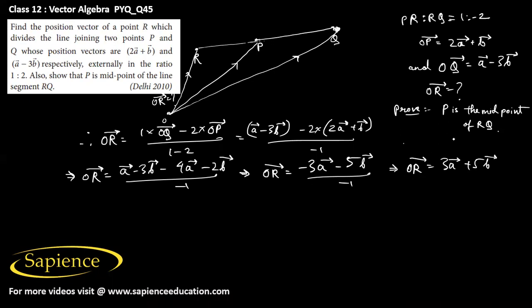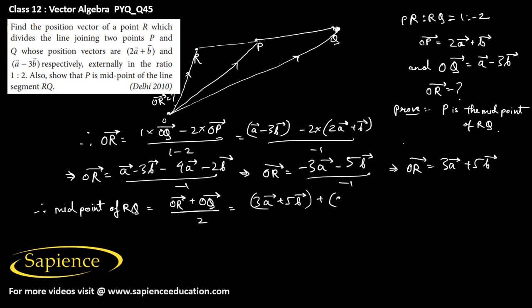And we have to prove that P is the midpoint of RQ. So therefore, first we need to find the midpoint. The midpoint of RQ means that we have to do OR vector plus OQ vector divided by 2. So OR vector, that is 3A vector plus 5B vector, plus OQ vector, which is A vector minus 3B vector, that divided by 2. So that will be half of 3A plus A, that is 4A vector, and plus 5B minus 3B.